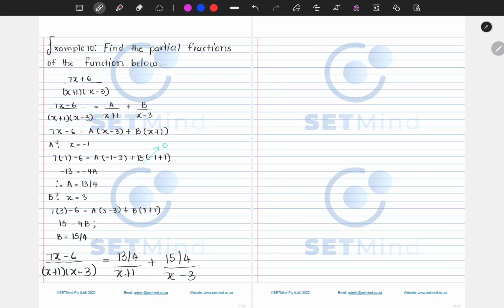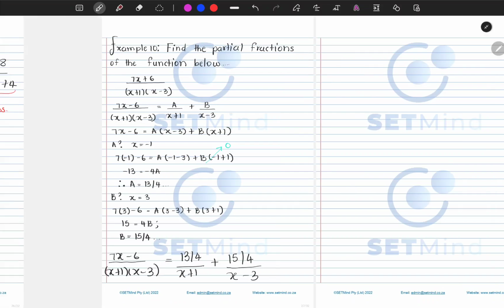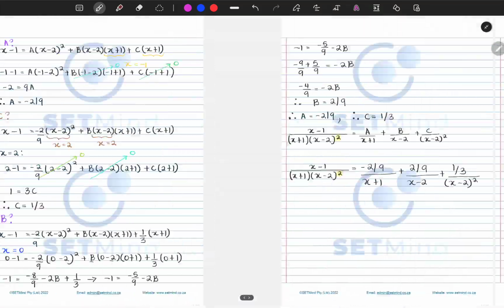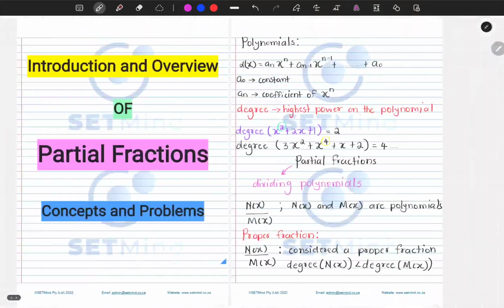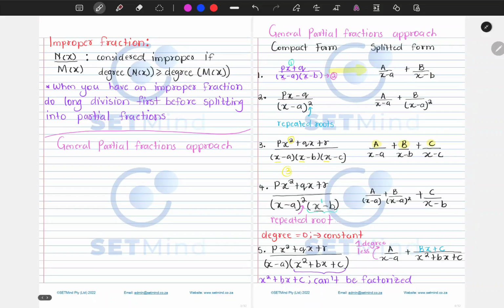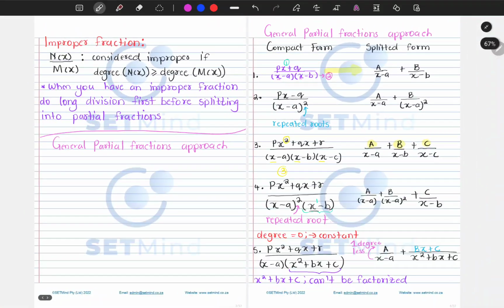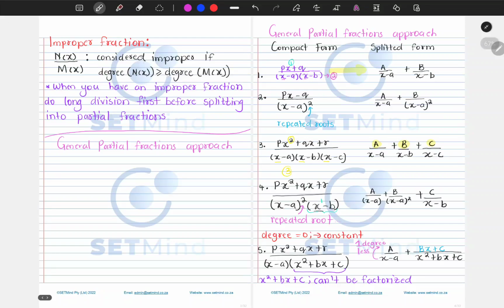So this brings us to the end of this session. I hope that you do understand, and with practice you will get better at these things. What is very important is what we wrote on page 1 of this session, not the first page but this page here. Very important, where you're looking at the compact form to the split form. So if you look at these and read them, you will be able to work out these problems easily.